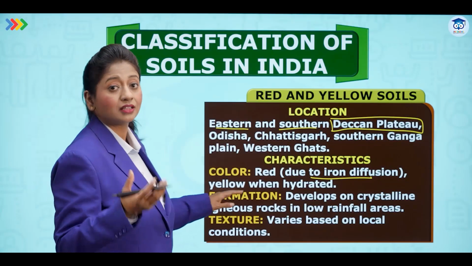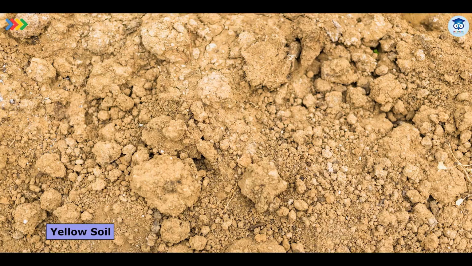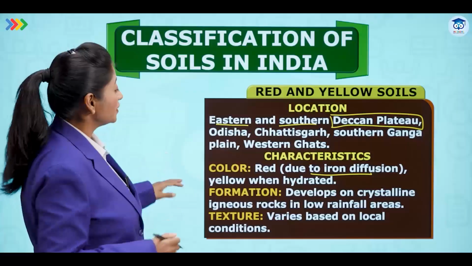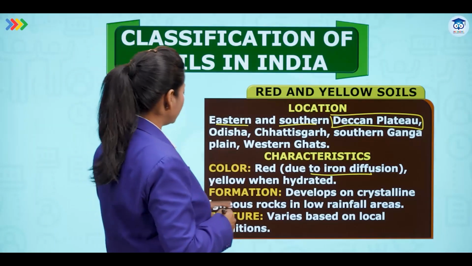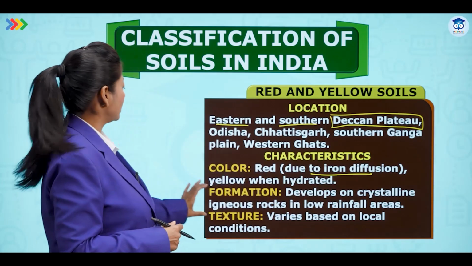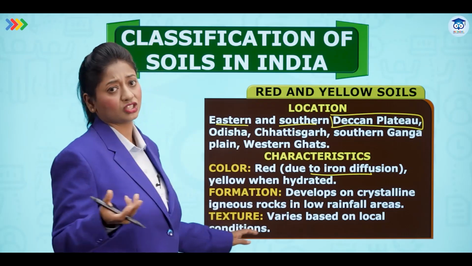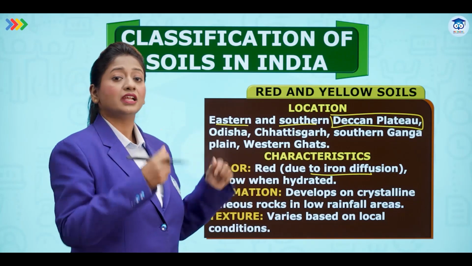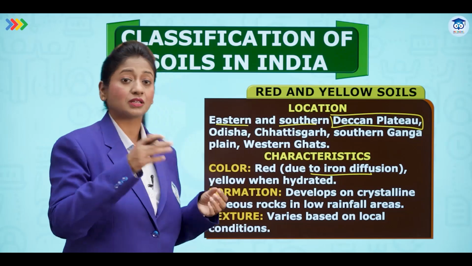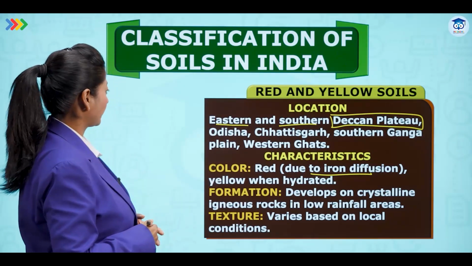Yellow when hydrated: when water or moisture gets along with this soil or iron, it changes its color, so it becomes yellow here. Formation develops on crystalline igneous rocks in low rainfall regions. So here is where it is formed, and texture varies based on local conditions. It may be very coarse in some regions and very soft in others, depending upon the region.